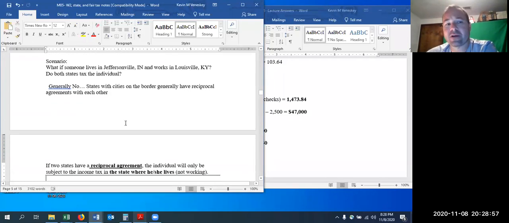Now, I give us a scenario. What if somebody lives in Jeffersonville, Indiana, so that's way down at the bottom of the state, right along the Ohio River, but they commute over to Louisville, Kentucky. It could be minutes. It's just across the river, perhaps on to where you live. So it's not very far. Do both states tax the individual? And the answer here would be no, not in this case.